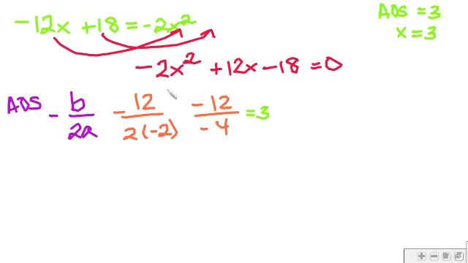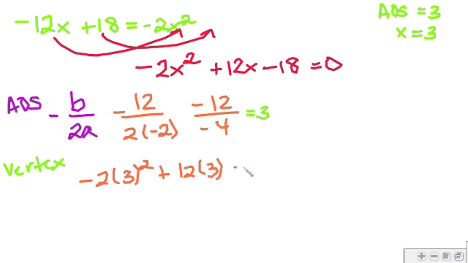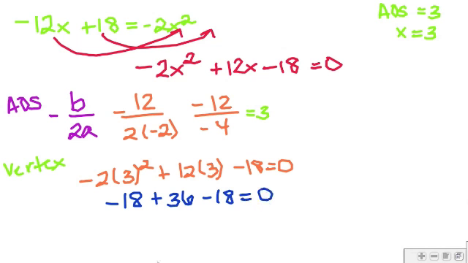Now let's plug 3 back in for both of the x's. This will help me find the vertex. We're going to do negative 2 times 3 squared plus 12 times 3 minus 18 equals 0. Let's simplify that down. 3 times 3 is 9. 9 times negative 2 is negative 18. Plus 12 times 3 is going to be 36. Minus 18 equaled to 0.